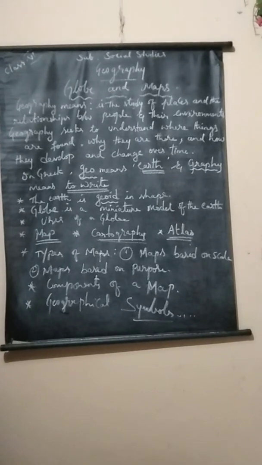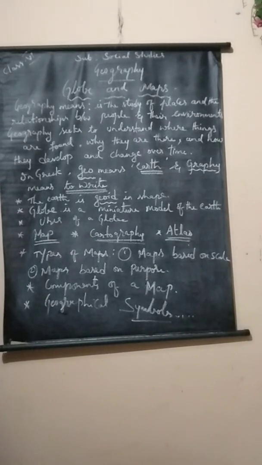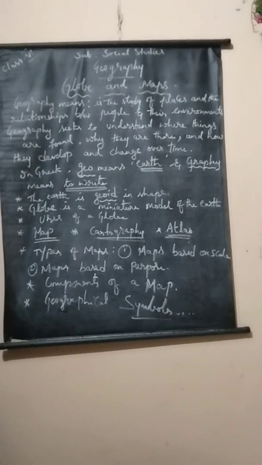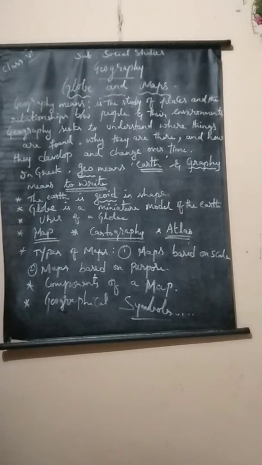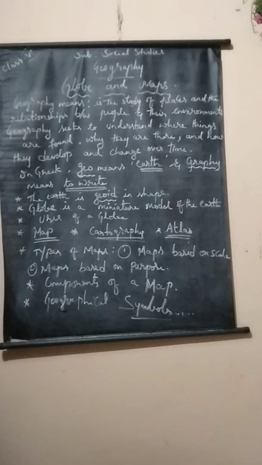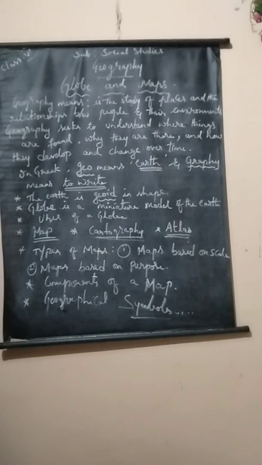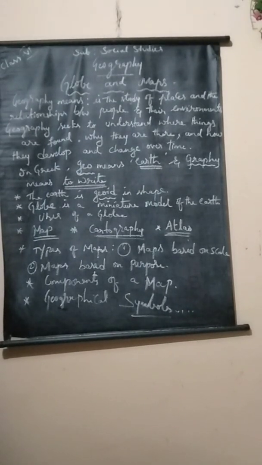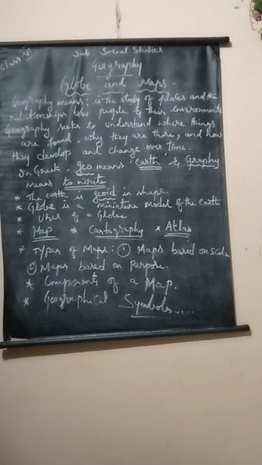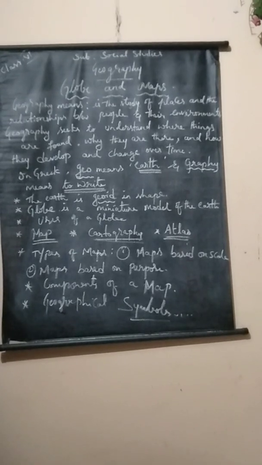Geography means it is the study of places and the relationship between people and their environments. Geography seeks to understand where things are found, why they are there, and how they are developed and change over time. So, geography is a Greek word. Geo means earth and graphy means to write.